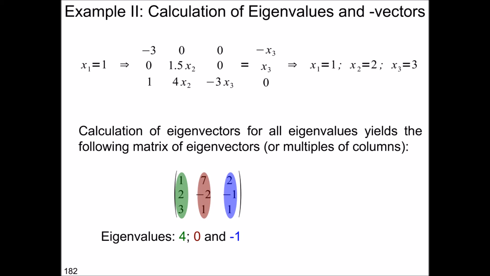Note that in this type of eigenvector calculation, we ignore the condition that the eigenvectors should have length 1, and this is not fulfilled here, obviously. If you multiply the eigenvector with the transpose of the eigenvector, that does not yield 1.